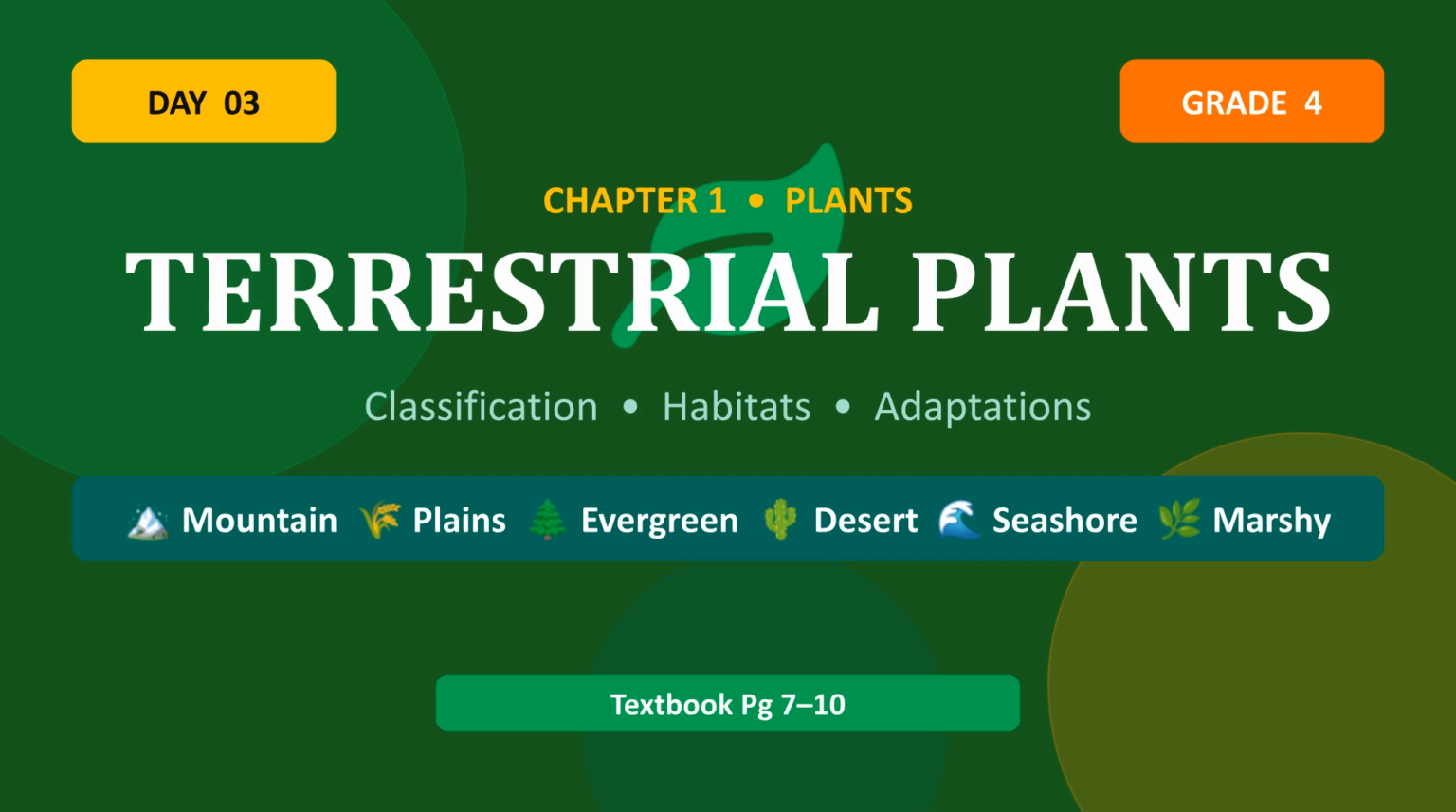In our previous lessons, we learned about plant parts, photosynthesis, and respiration. Today, we are going to travel across different habitats and discover how plants survive in different places. Can the same plant grow in a snowy mountain, a hot desert, and near the seashore? No. Every plant has special features called adaptations that help it survive in its own habitat. Let's begin our exciting journey around the world of plants.